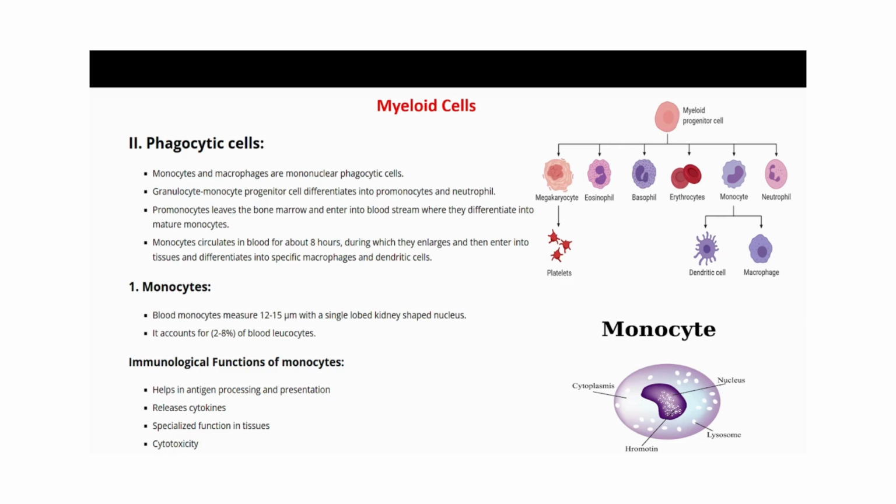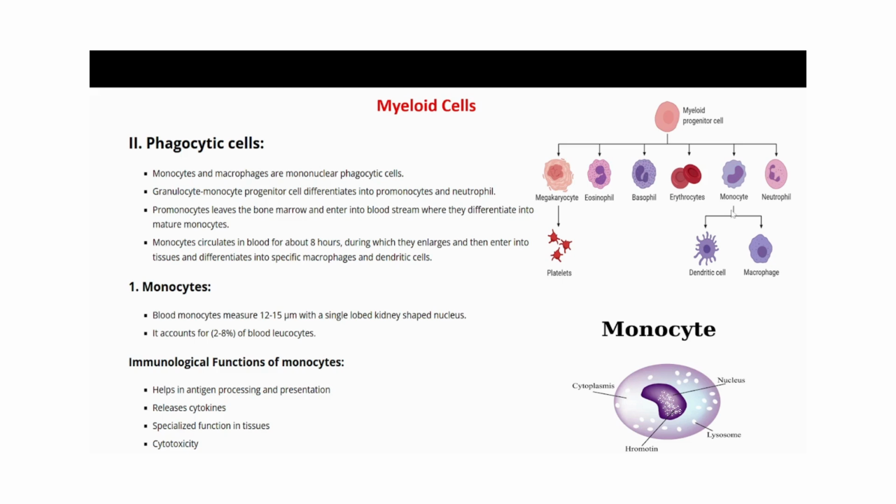Next, coming to the myeloid progenitor lineage. In the myeloid progenitor lineage, we can see the myeloid progenitor cell can differentiate into different subgroups. Number 1 is megakaryocytes, second eosinophils, basophils, erythrocytes, monocytes and neutrophils. Specifically, we can divide these cells into two subgroups. Number one is phagocytes and second one is granulocytes, where granules will be observed in the cell.